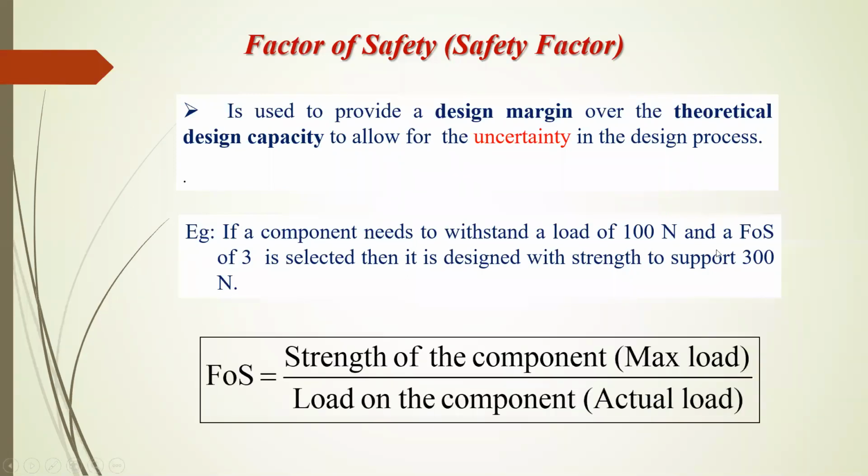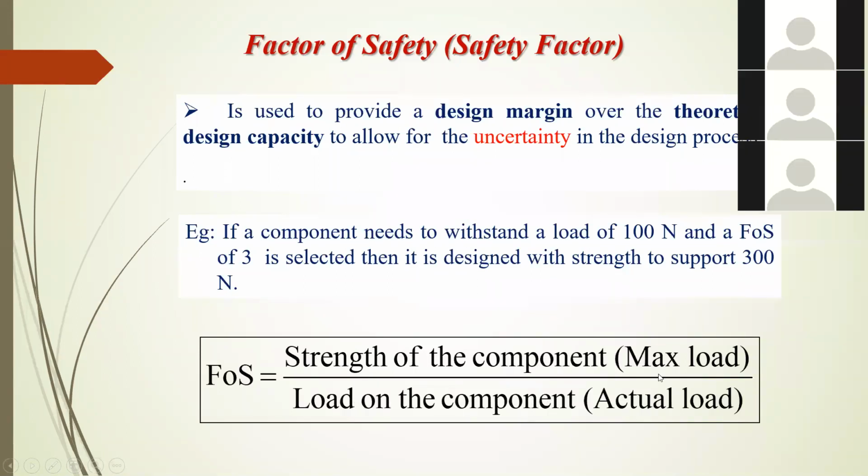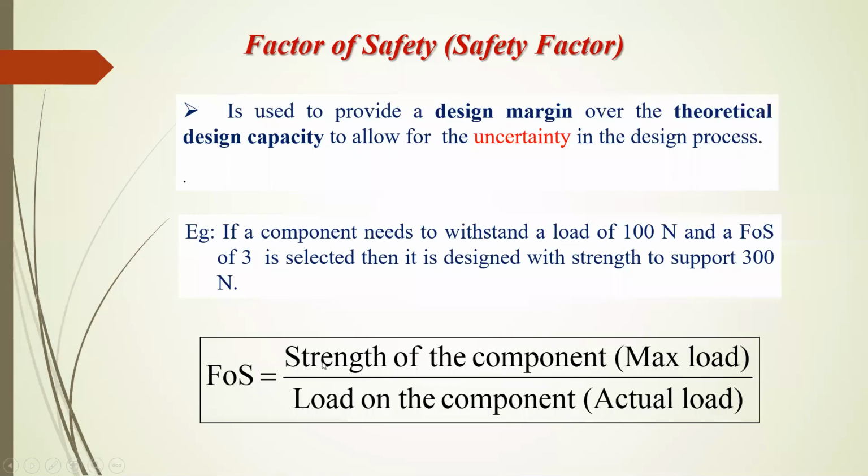So how do we find out the factor of safety? The basic formula is the strength of the component, that is the maximum load, divided by the load on the component, that is the actual load acting on the component. So maximum load divided by actual load is the factor of safety. So the factor of safety is very important in the design.